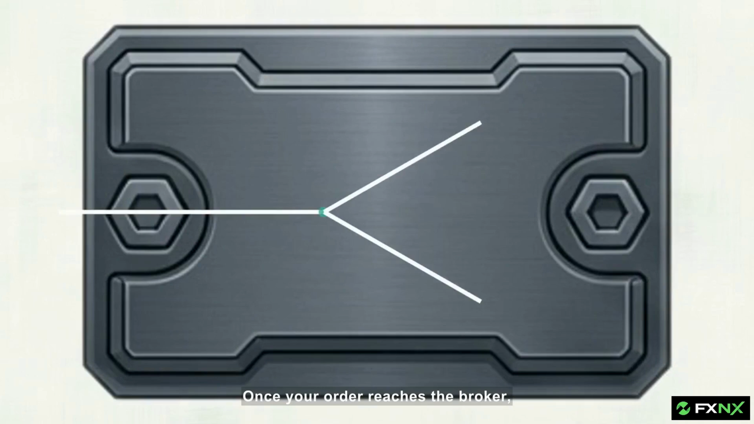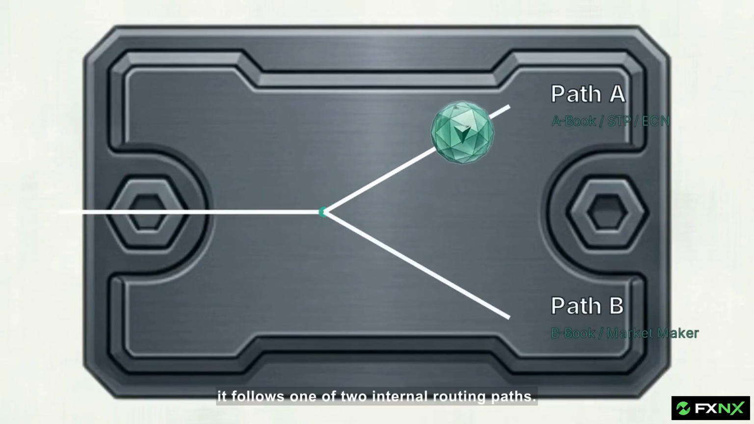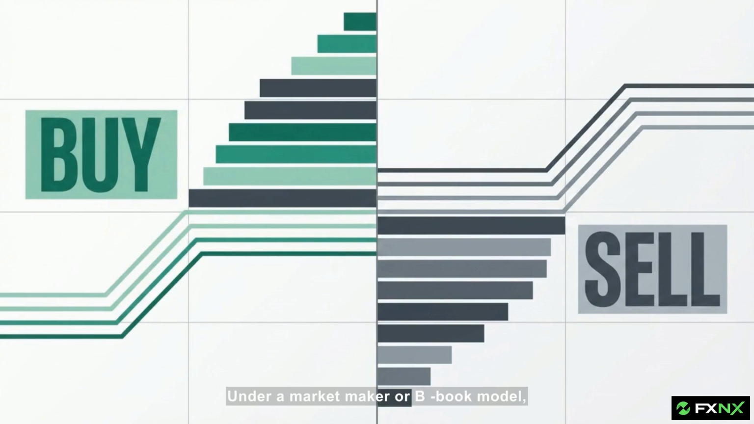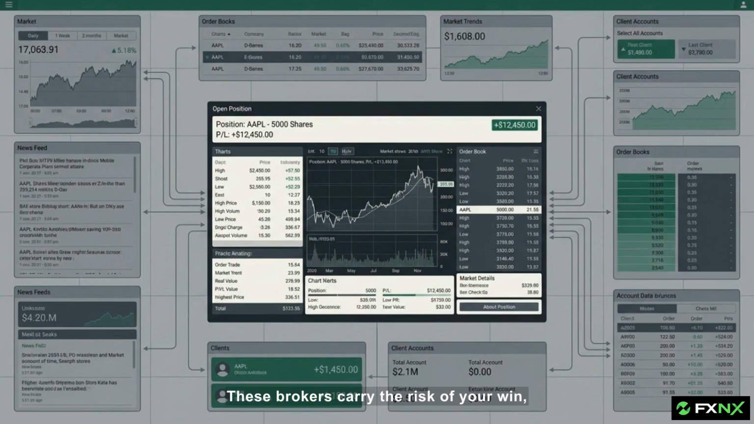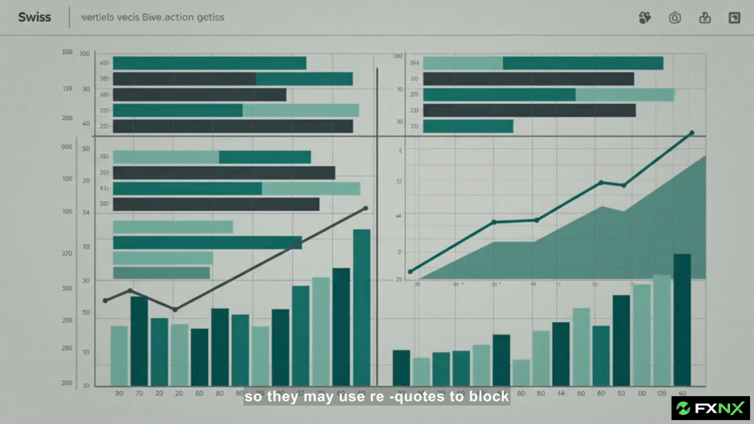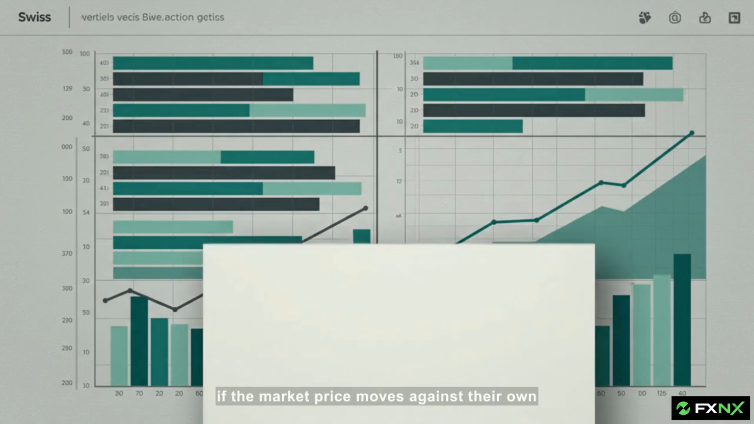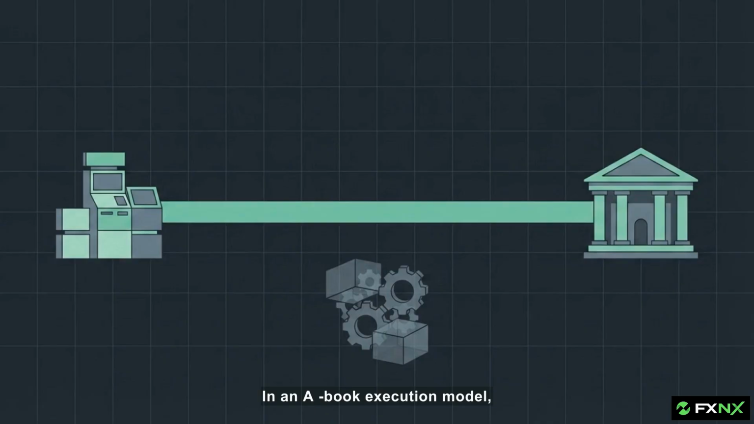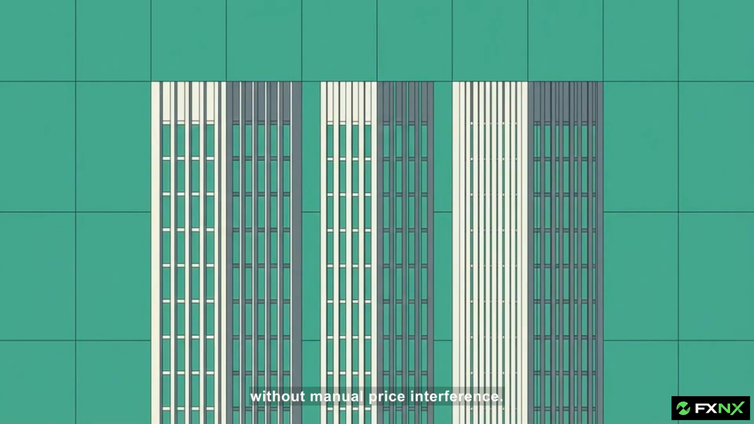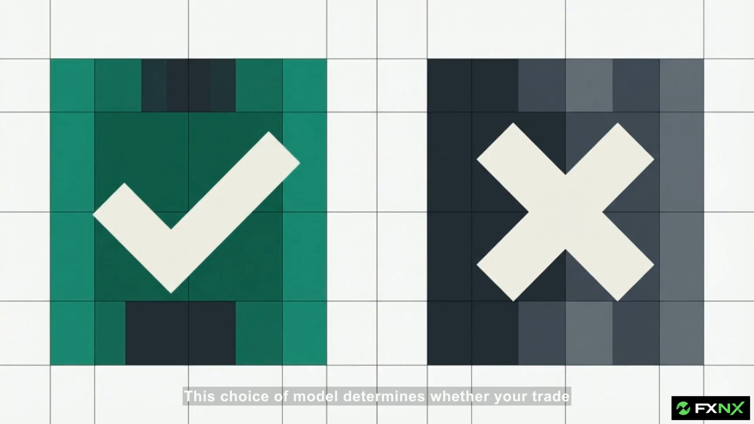Once your order reaches the broker, it follows one of two internal routing paths. Under a market maker, or B-book model, the broker acts as your direct counterparty, taking the opposite side of your trade. These brokers carry the risk of your win, so they may use requotes to block your entry entirely if the market price moves against their own interests. In an A-book execution model, the broker strictly passes your order through to global bank liquidity providers without manual price interference. This choice of model determines whether your trade is filled fairly or actively obstructed by the house.